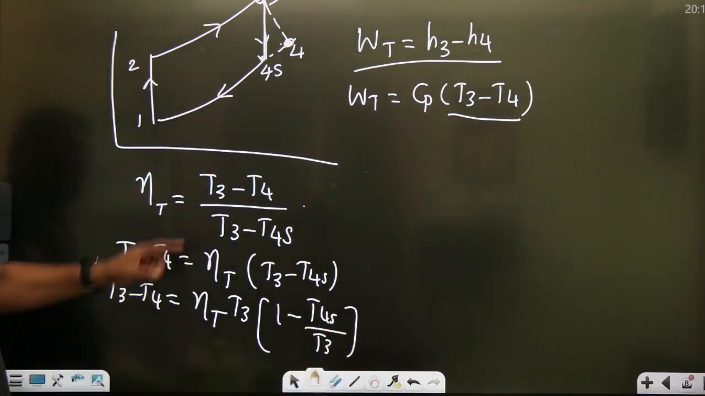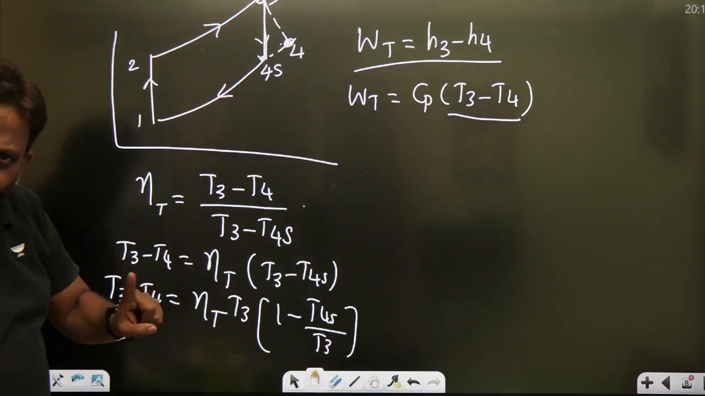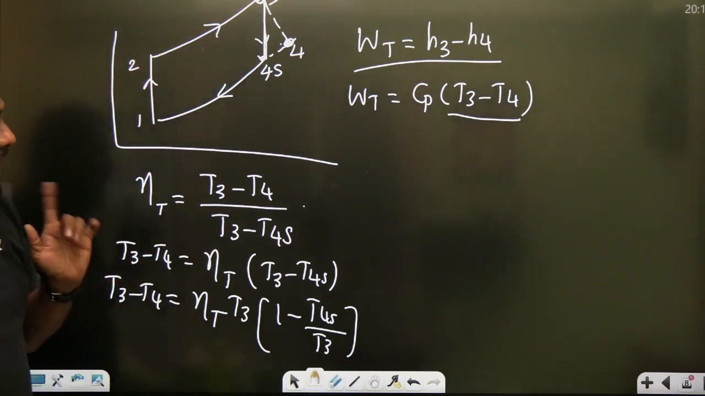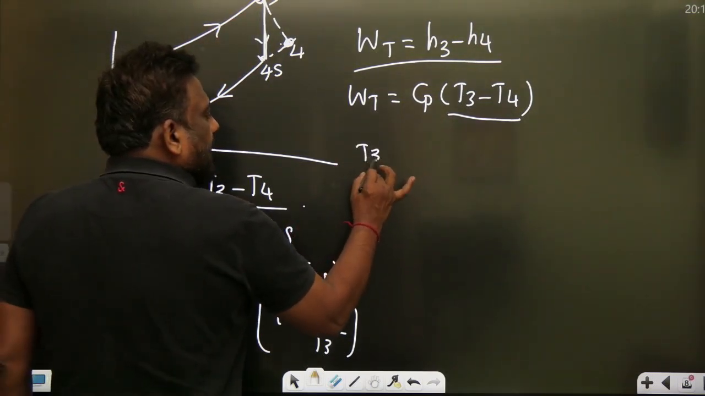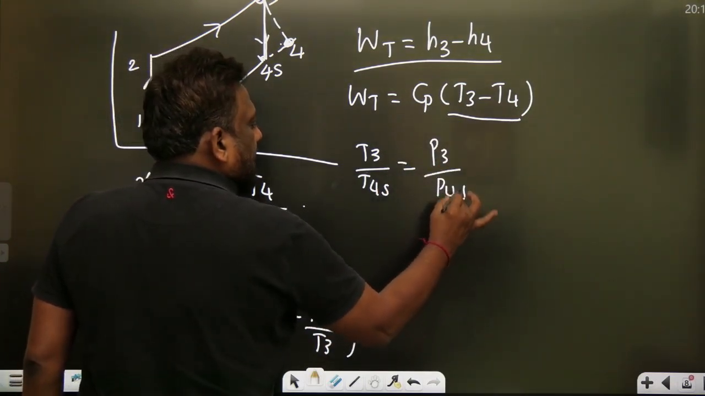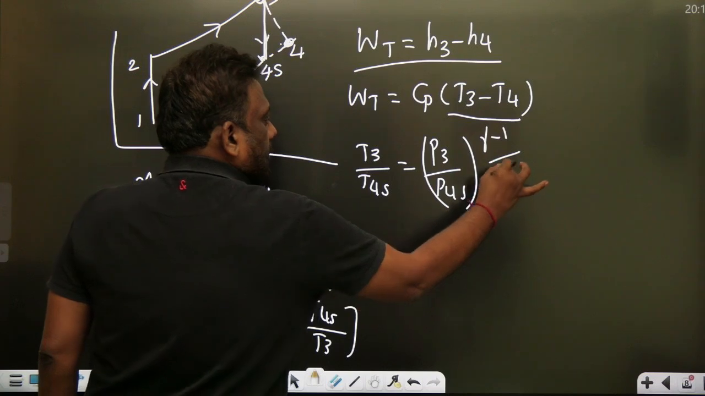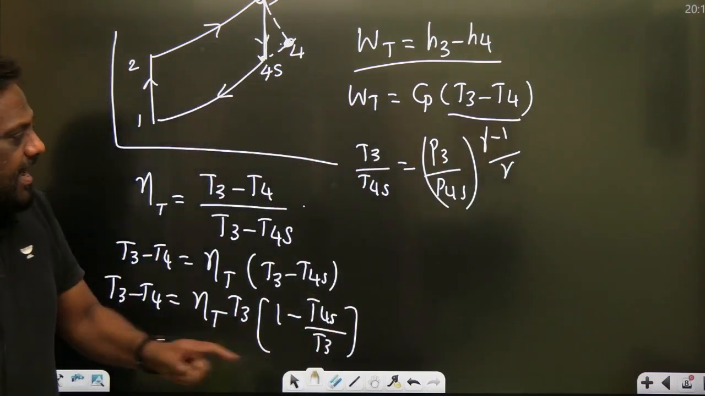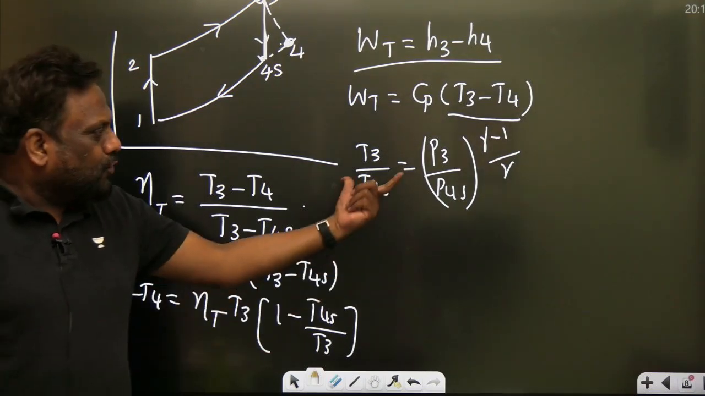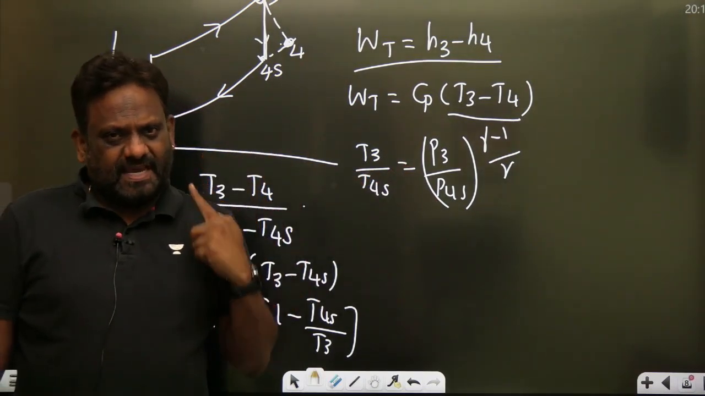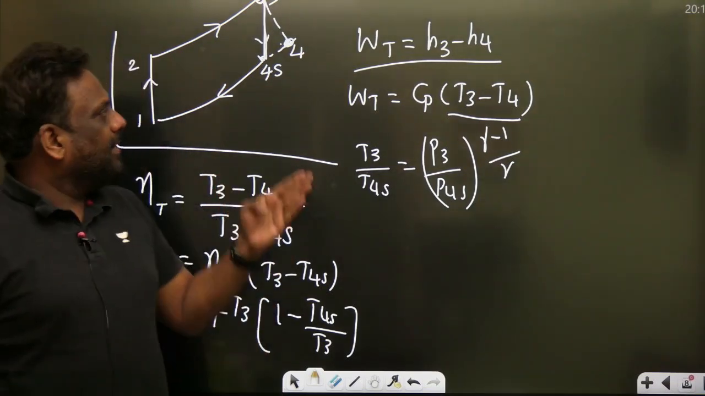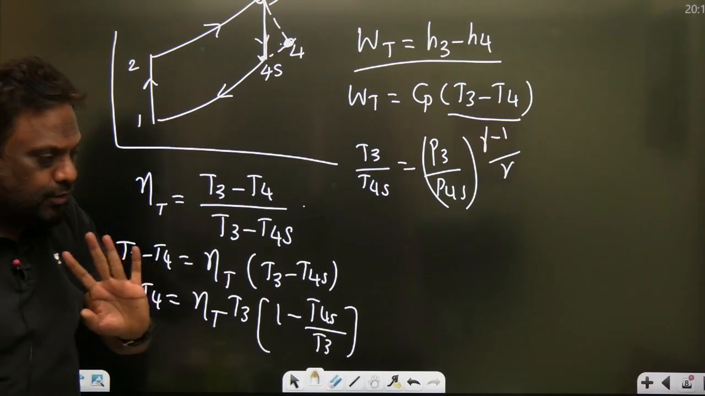Now you know very well, 3 to 4s is a reversible adiabatic process. Moreover, the working fluid is an ideal gas. So I can apply T3 by T4s is equal to P3 by P4s power gamma minus 1 by gamma. My dear students, please do not apply this equation for 3 to 4 because 3 to 4 is not reversible. To apply this equation, 3 conditions must be satisfied. The working fluid should be ideal gas, the process must be reversible and adiabatic. But please note down, 3 to 4 is irreversible, so you cannot apply it.